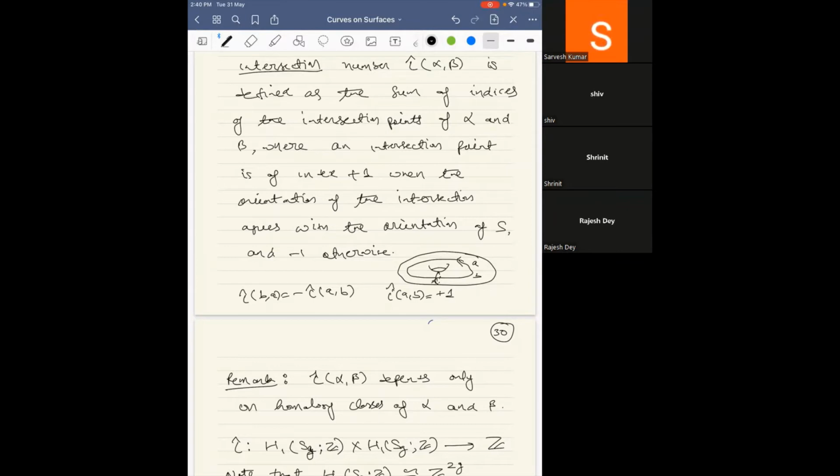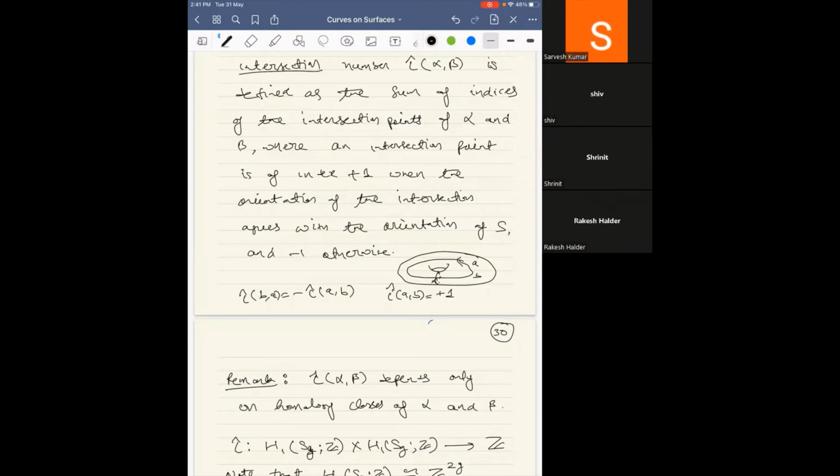So what is the role of the orientation of S here? You have to choose something. There are two ways you can orient. So it doesn't matter whatever basis for the tangent space you choose. This notion of algebraic intersection number depends upon the orientation. So whatever you choose, for example, if I'm choosing this to be +1, it will give you a consistent definition. But this definition, of course, depends upon the orientation. So you have to fix something always.